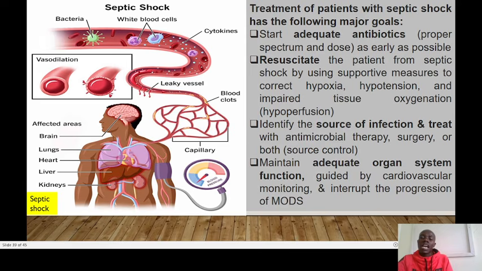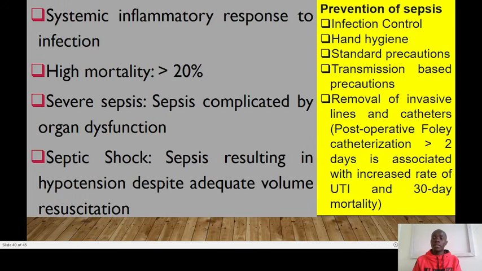Okay. So the other form of distributive is septic shock, where bacteria get access into the blood vessels and activate the white blood cells. The white blood cells release cytokines, which lead to inflammation of the blood vessel, leading now to vasodilation. So it ends up affecting the brain, the lungs, the heart, the liver, and the kidneys. Okay, so you have to start adequate antibiotics as early as possible. Resuscitate the patient from septic shock by using supportive measures to correct hypoxia, hypotension, and impaired tissue oxygenation. And then identify the source of infection and treat with antimicrobial therapy and maintain adequate organ system function, right?